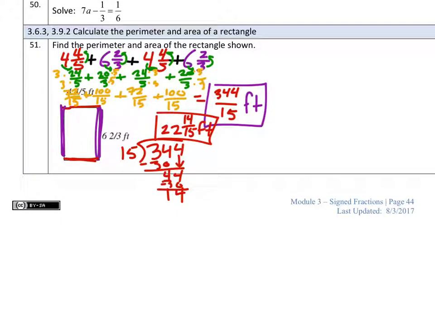So let's look at the area of this thing. The area of a rectangle is length times width. And up there we said that the length was 4 4/5.